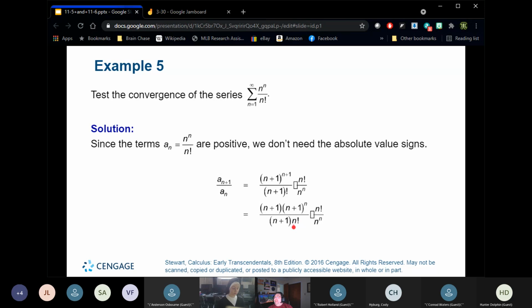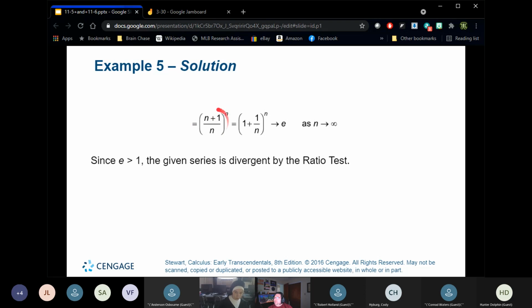The reason I want that is because I want to get rid of the factorial piece. If I have the factorial piece, it makes it a lot harder for me to deal with it. So the n plus 1s are going to cancel out now. The n factorials are going to cancel out. And I'm going to be left with just n plus 1 to the nth over n to the nth, which is that right there.